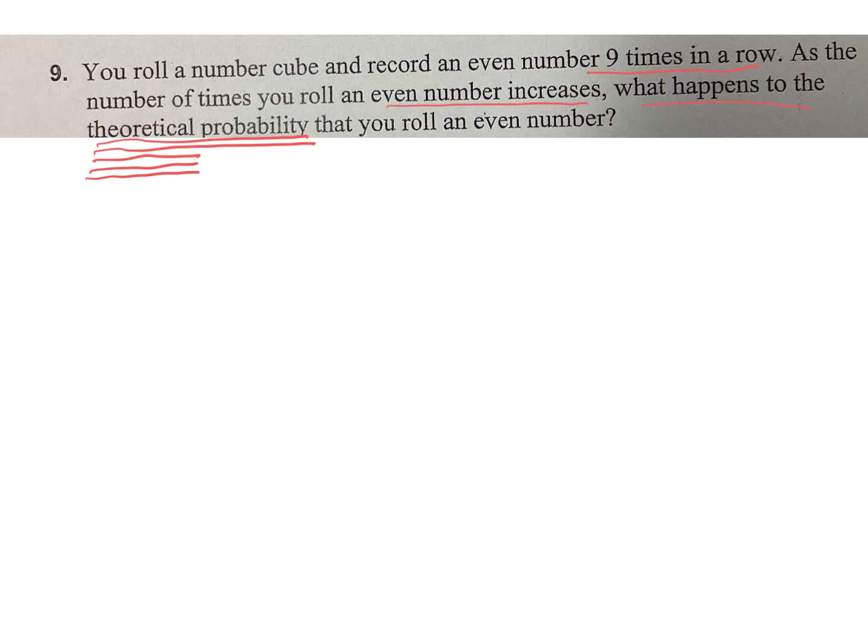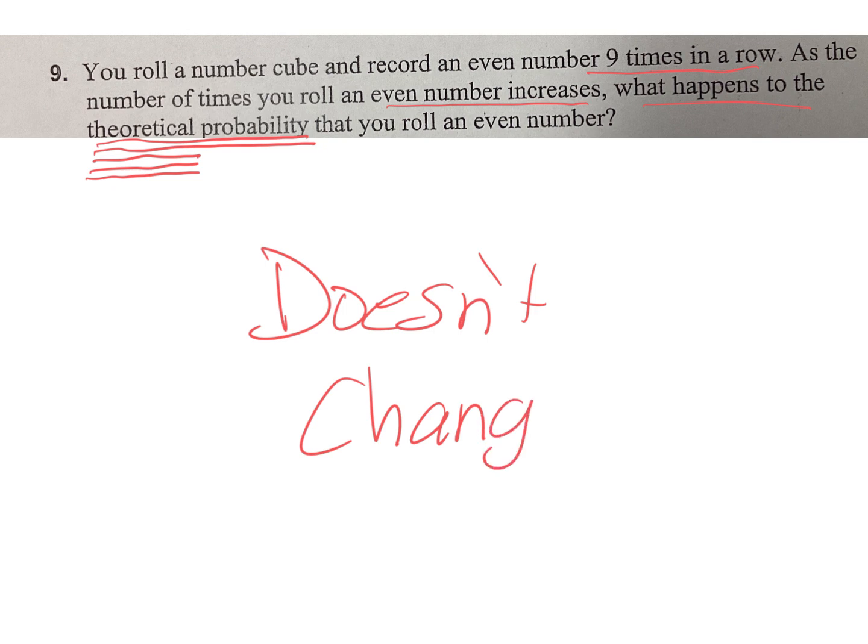Now, experimental probability definitely changes because you're doing it different numbers of times and you're not sure what you're going to get. But I think of a coin. The theoretical probability of flipping a heads is 1 out of 2. No matter if I flip it 1,000 times or 1,000,000 times, the theoretical probability is always going to be 1 out of 2. So what happens to the theoretical probability? It doesn't change, or stays the same.